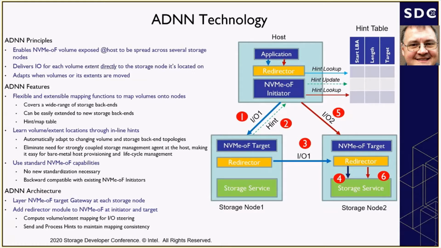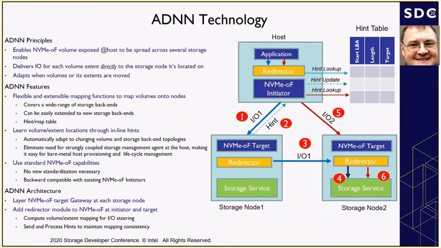So this diagram at the right will show an example of how this works in the form of two IOs to the same region of a logical namespace. And this logical namespace, in this example, is stored on storage node 1 on the left and on storage node 2 on the right, meaning that in this case, the first half of the logical namespace is in node 2 and the second half is in node 1.